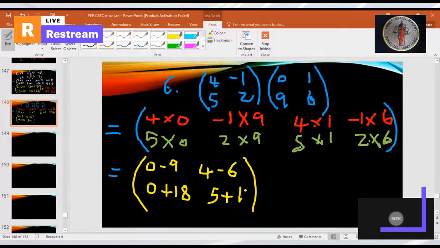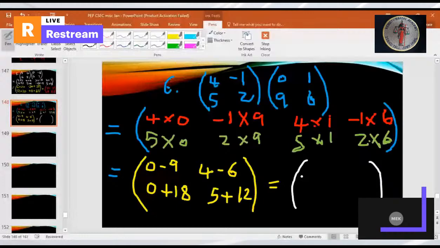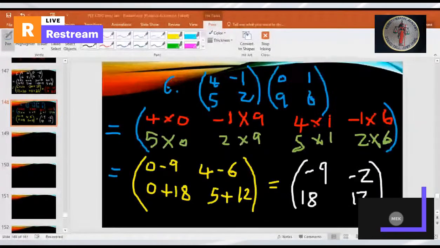Further now, we're going to contract this by adding what we have. So we have 0 minus 9, which is negative 9. 4 minus 6, which is negative 2. 0 plus 18, which is 18. And 5 plus 12, which is 17. So check your answers if that's what you got for number 6.